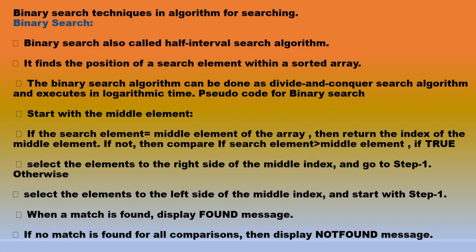If a match is found, suppose when we are searching and we find the mid value, if the element is found, we will display a found message. If the element is not found, then we have to display a not found message. So this is how we write a pseudocode for the binary search.